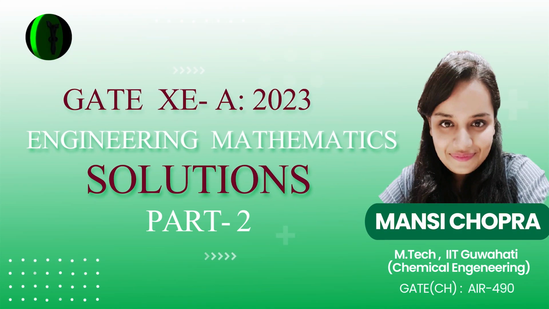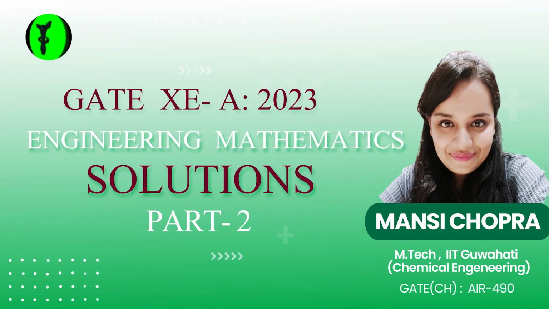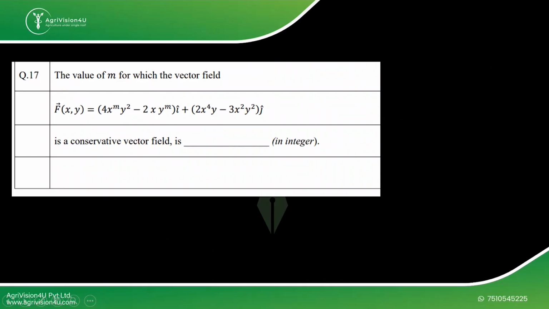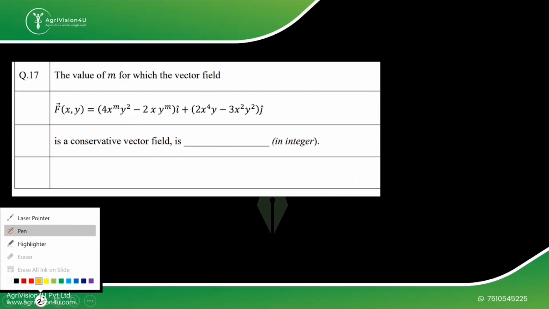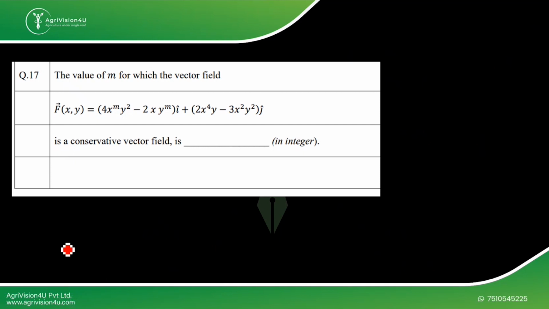So today we will discuss the GATE 2023 solution for this mathematics portion. So now let's move with the next question. The next question is the 17th part. The value of M for which the vector field is given to us is a conservative field.